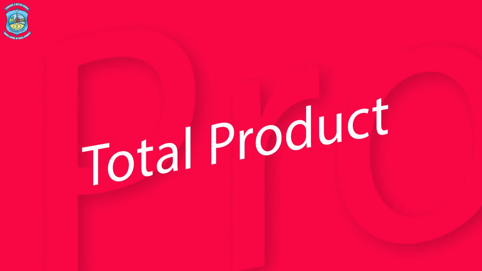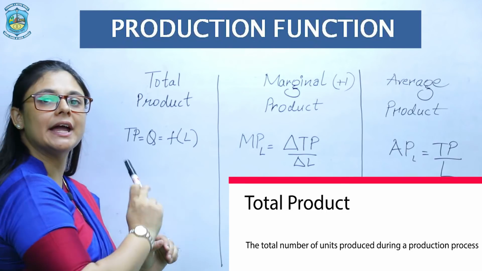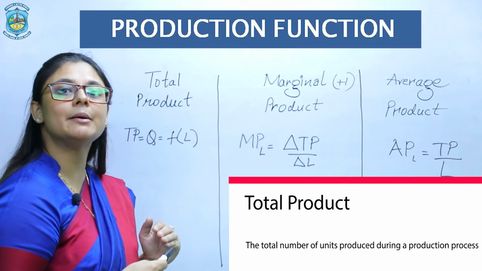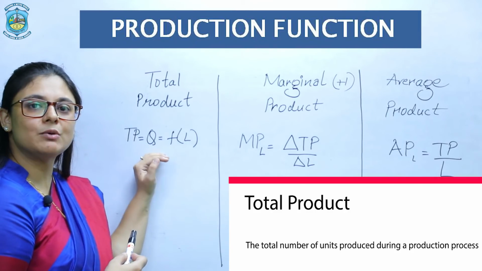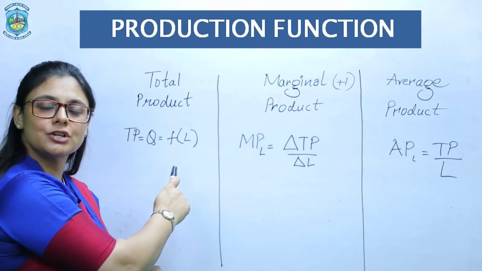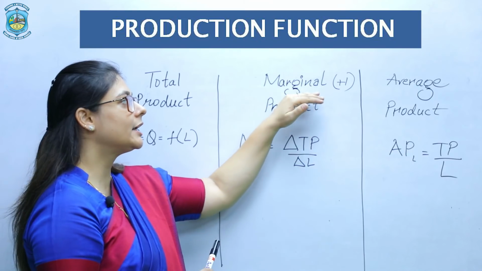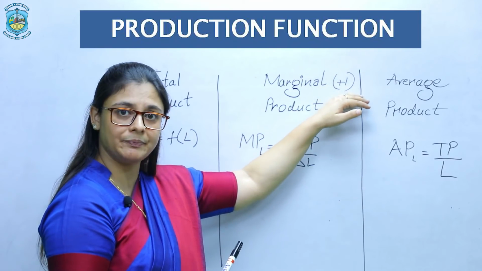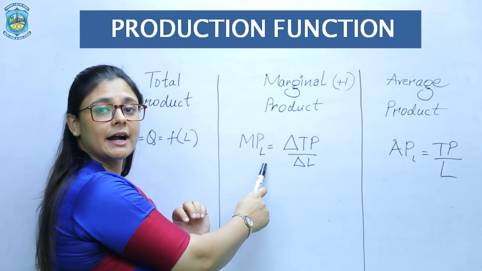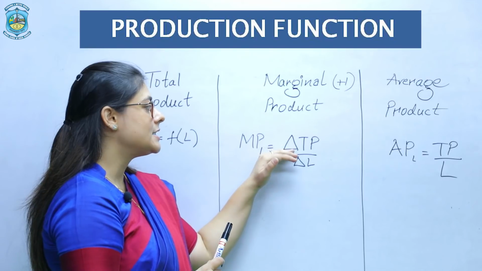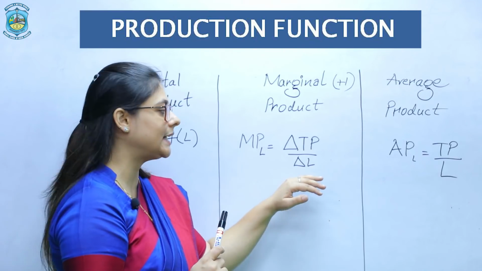The total product is nothing but the total output produced, that is Q, and Q is a function of L. Here L is nothing but your variable input in the short run which keeps on changing. Therefore TP is equal to Q expressed as a function of L. Marginal product, please remember in economics marginal means plus 1. So therefore here marginal product of L units of variable factor can be defined as change in the total product divided by change in the variable input, that is labor.